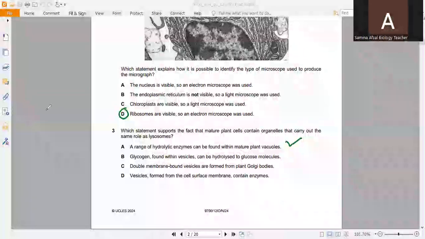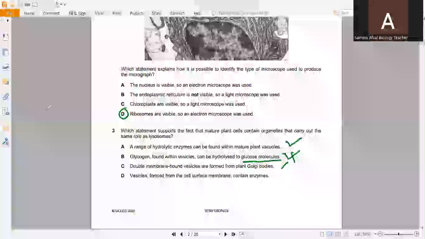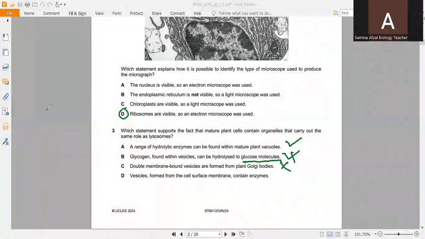Second statement, glycogen found within vesicles can be hydrolyzed to glucose molecules. This is the breakdown of glycogen into glucose molecules. When water is added into the glycogen molecules, then they will break down into glucose molecules. So the double membrane bound vesicles are formed from plant Golgi bodies. So from the plant Golgi bodies again. This is not the correct option.